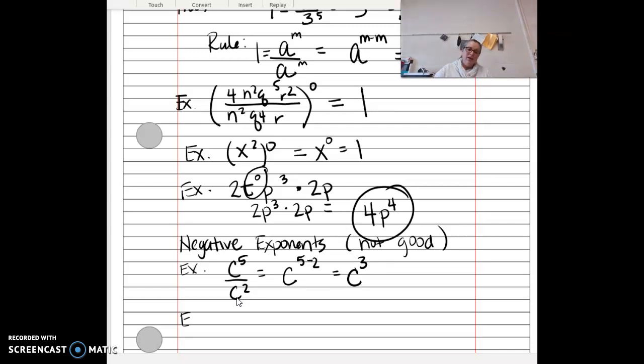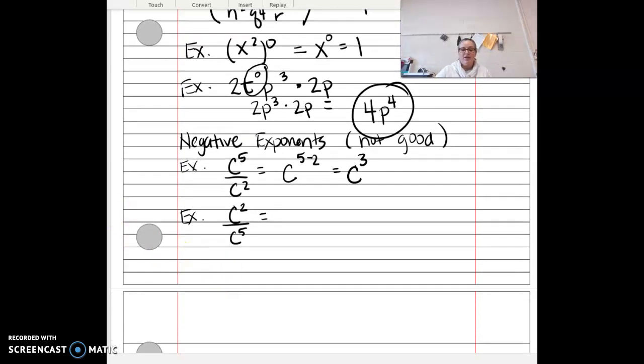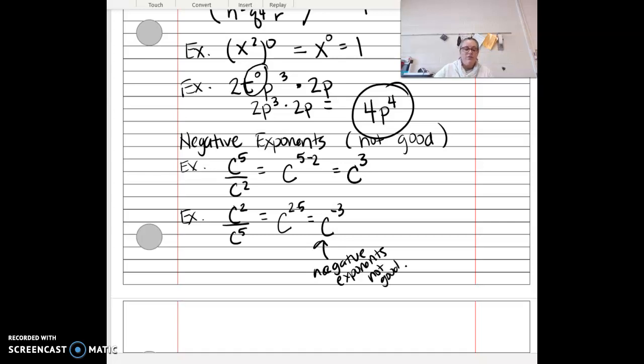But what happens if I get a problem like c to the second power divided by c to the fifth power? Well, c squared divided by c to the fifth, if I follow my rule, I get c to the 2 minus 5, which is c to the negative 3. And at this point, we have negative exponents. We don't like those. All right, so what do we do?